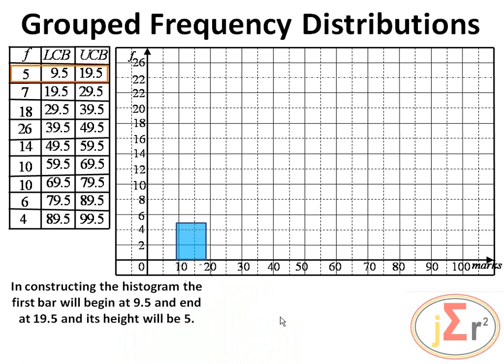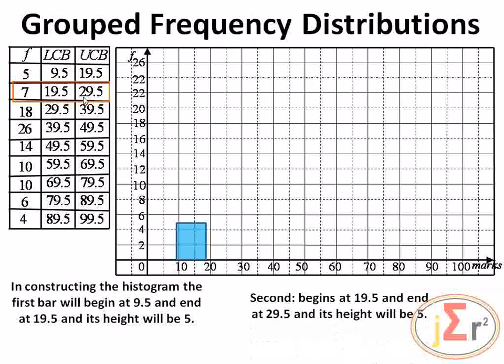Now the other one will begin at 19.5. That is where the first one ended, of course, so that the bars may be joined. And the height of it is 7. So we expect it to go up somewhere about right there. Right. So it begins at 19.5, ends at 29.5, and the height is 7.